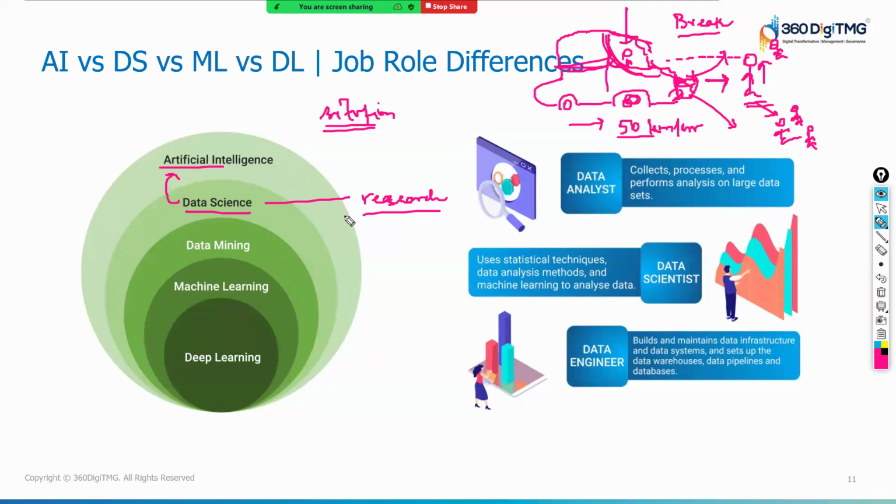But in order to do the research and try to develop a solution, data scientists will require data. And trying to process this data is called data mining. You churn the data, but in order to churn the data, you need some scientific techniques.